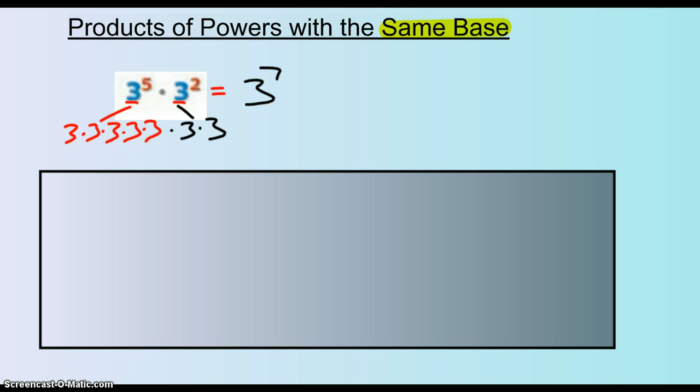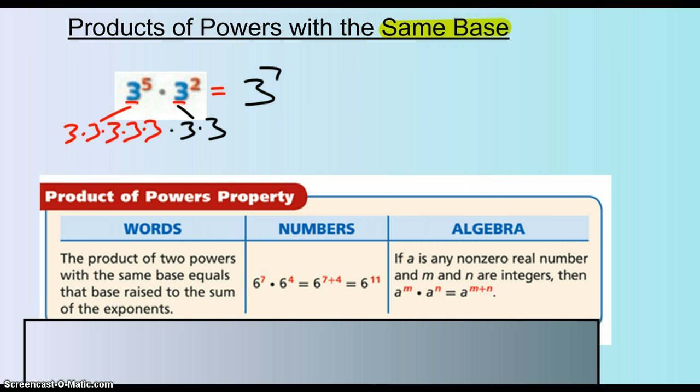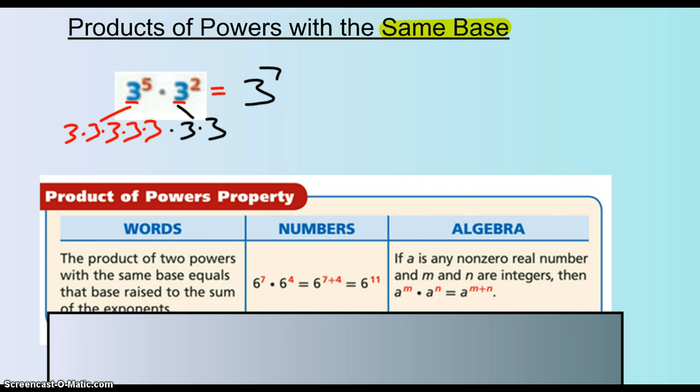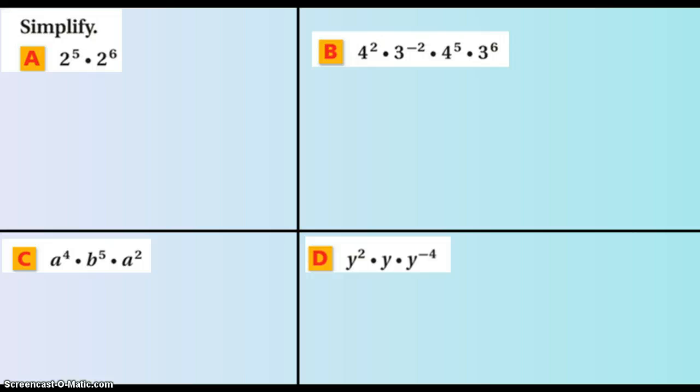So the secret here is, not much of a secret. If you have powers that have the same base, or powers of the same base, you can just add those two things together. So 3 to the 5th times 3 to the 2nd, I could have just done, well, I know that that equals 3 to the 5 plus 2, which equals 3 to the 7th power. So that's our first kind of rule. Whenever you're multiplying things that have the same base, you can just add the powers together.